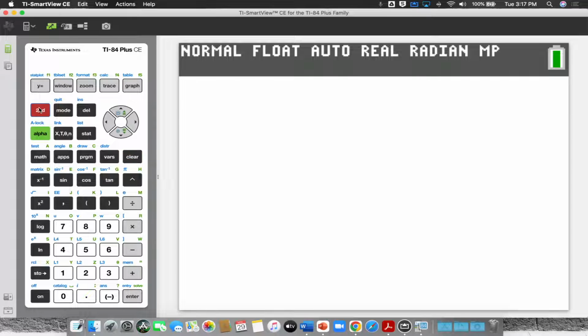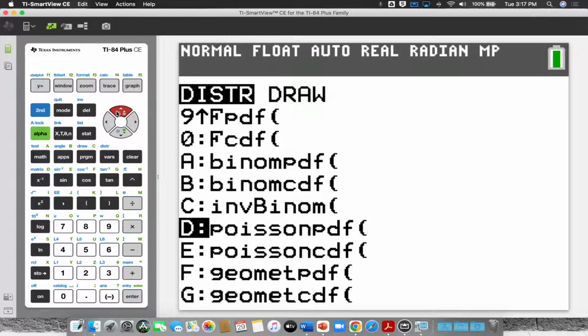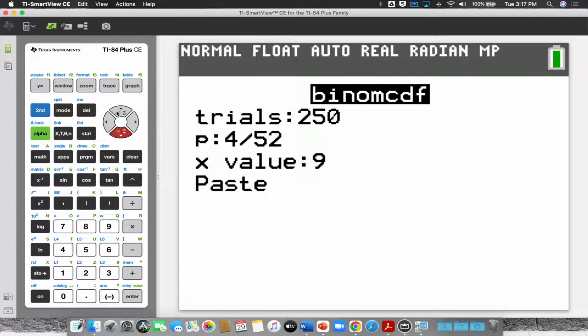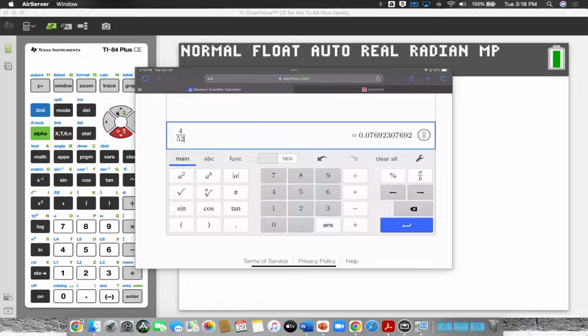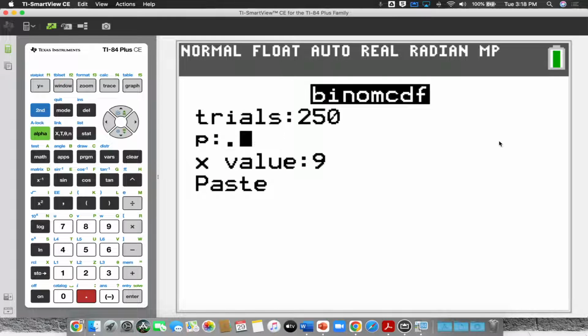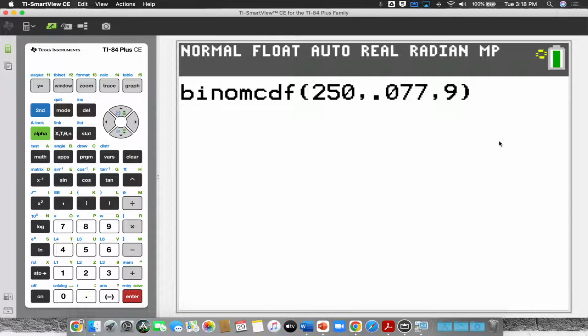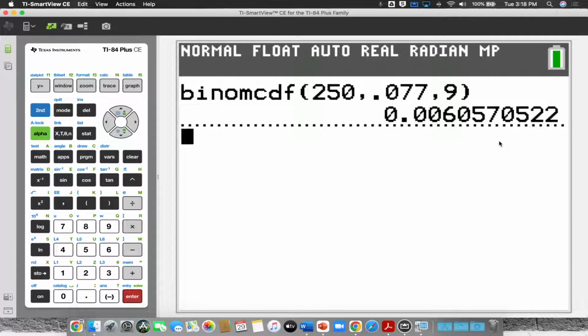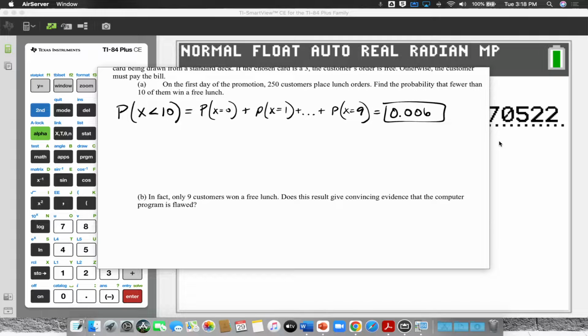Make sure this did it right. I'm not sure. I've never used fractions in here, so let me double check something real quick. What is 4 divided by 52? Yep, same number. Okay. So that's the probability that fewer than 10 people win on that day. Not very many.